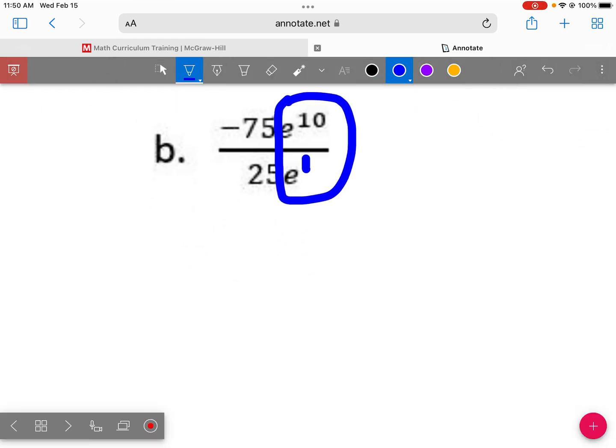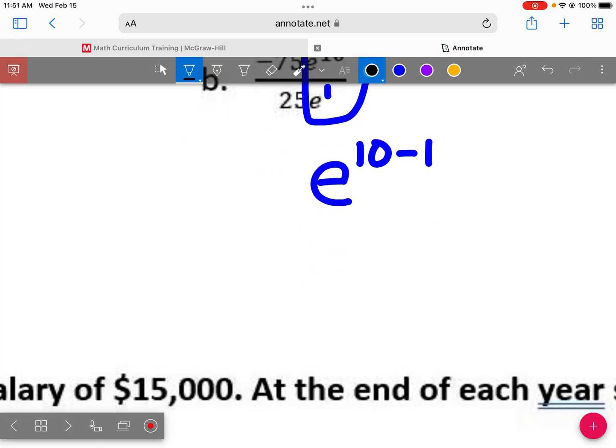When I've got these on opposite sides of the fraction, what do I do with those exponents? We subtract them. When do I add them? Yeah, when they're being multiplied together, but the bases are the same. When I'm on opposite sides of a fraction, yep, we subtract those. So I get e to the 9th power.